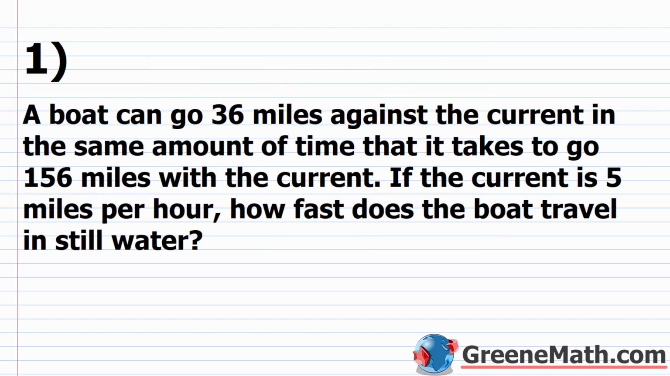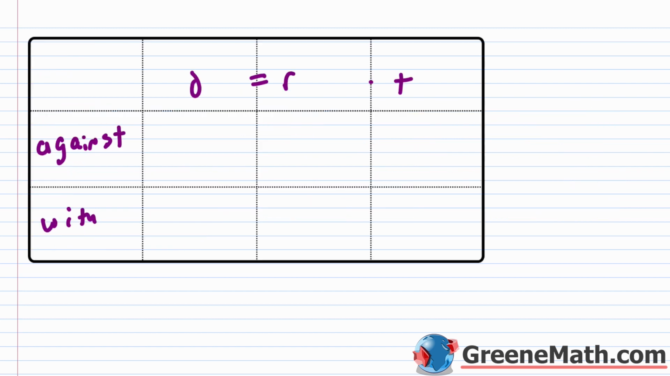Now, I would start by just putting some information in that's given. It says that a boat can go 36 miles against the current in the same amount of time that it takes to go 156 miles with the current. So we are told that it's 36 miles in the scenario where we're going against and 156 miles in the scenario where we're going with. So let's put that in. We're going to put a 36 here, under distance and against, and then 156 here, under distance, for the with scenario.